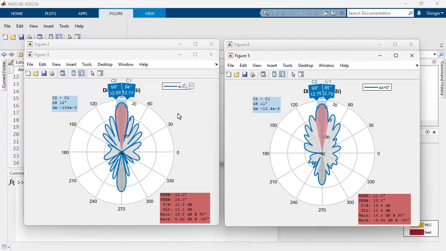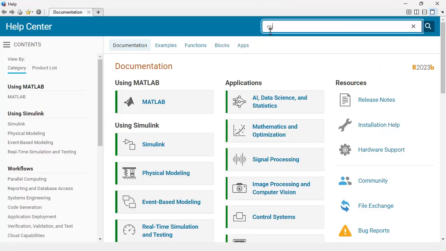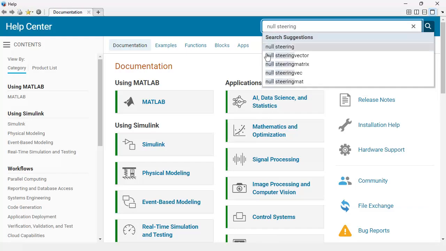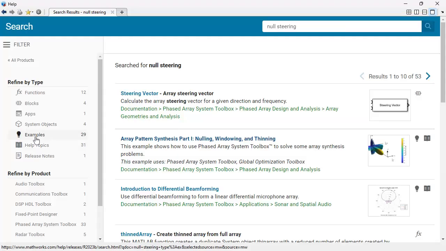Let's now compute the weights to do the exercise that we were mentioning before. So to steer the beam towards a certain direction and a null in a different direction from which the interference signal might be coming from. To do that, I'm going to actually open up the MATLAB documentation and find an example for null steering. This is a very convenient way for me.